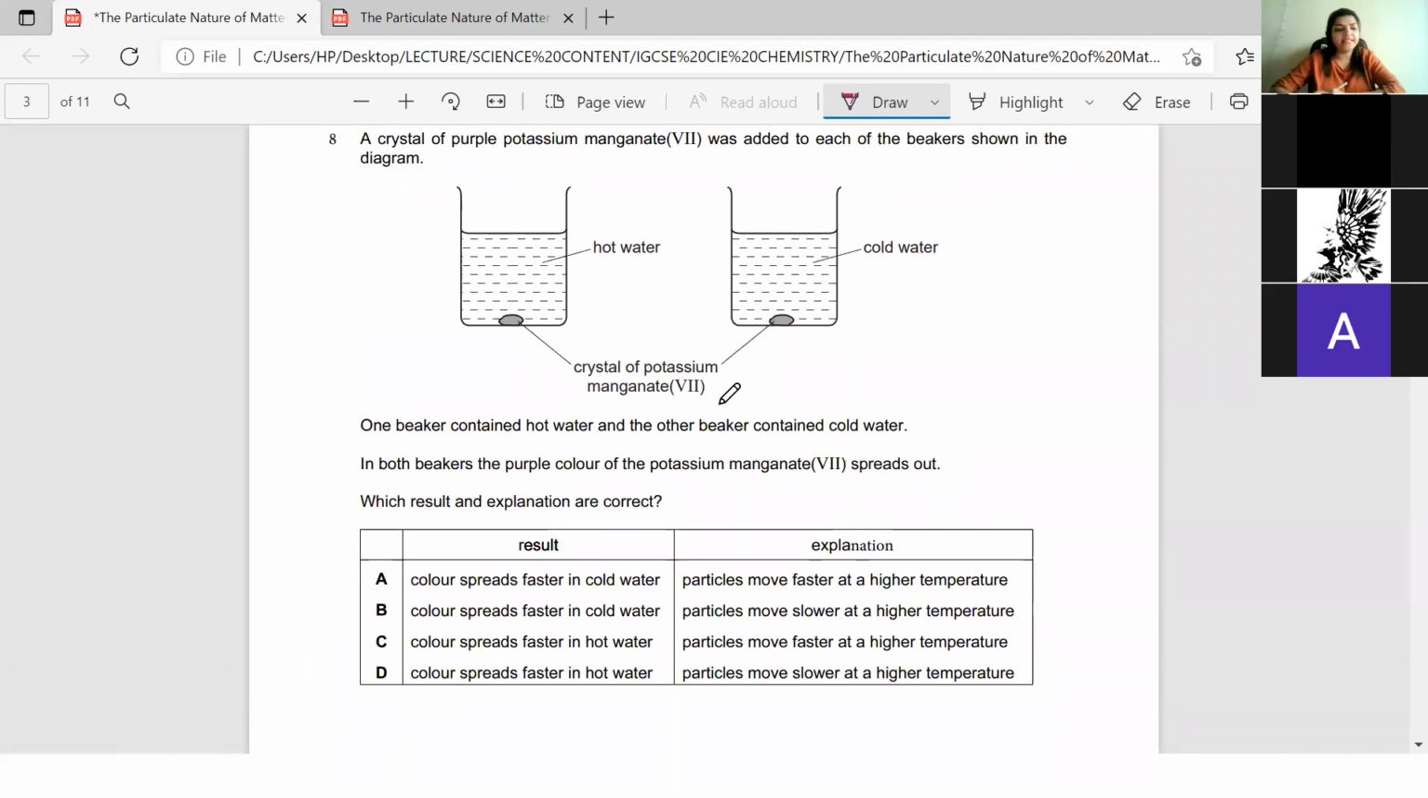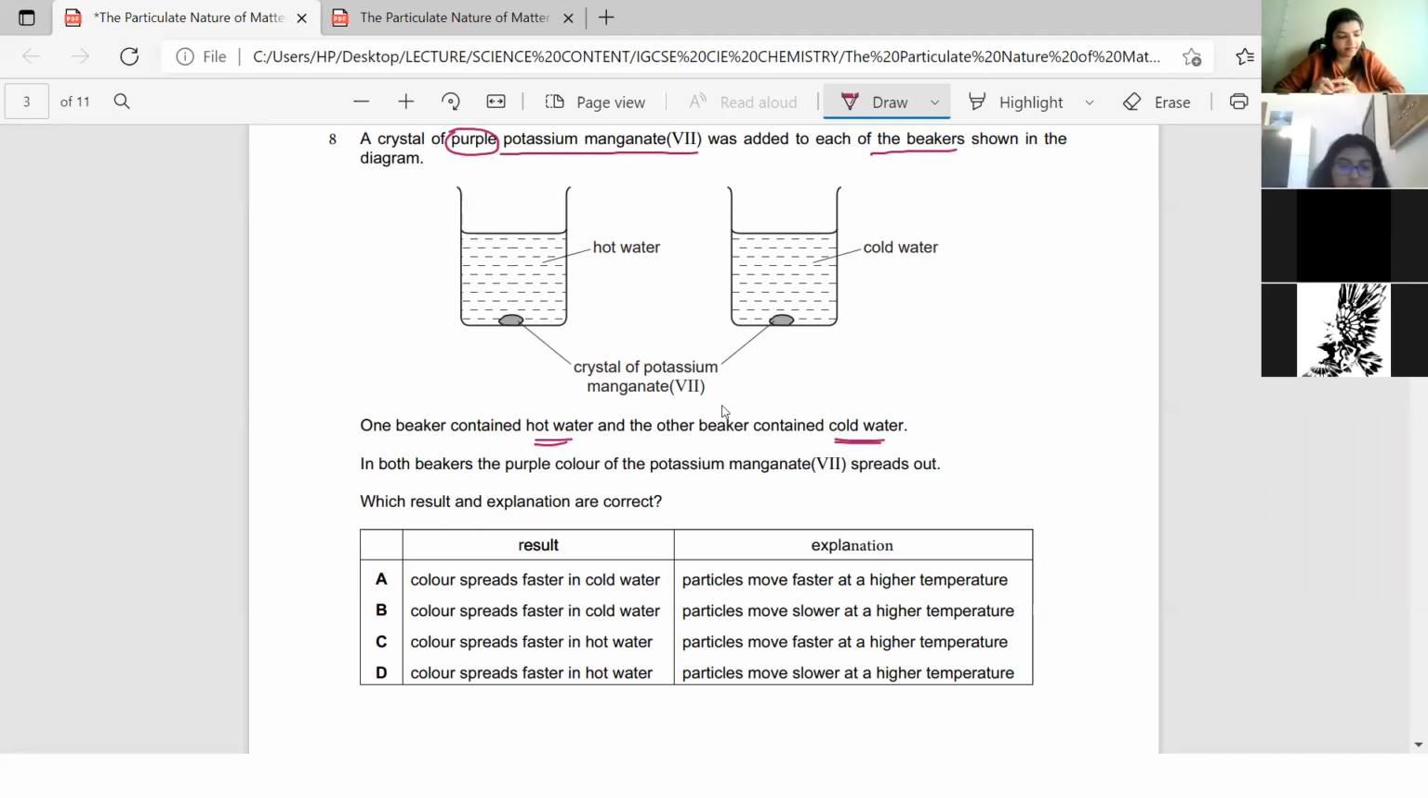Okay, a crystal of potassium manganate(VII) was added to each beaker. Potassium manganate(VII) is the purple crystal shown in the diagram. One beaker contained hot water and the other beaker contained cold water. In both beakers, the purple color of potassium manganate(VII) spreads out. Which results and explanation are correct? So first tell me, where will the diffusion be faster, hot water or cold water? The diffusion will be faster in the hot water because particles move faster at a higher temperature. That's absolutely correct. So answer is C.